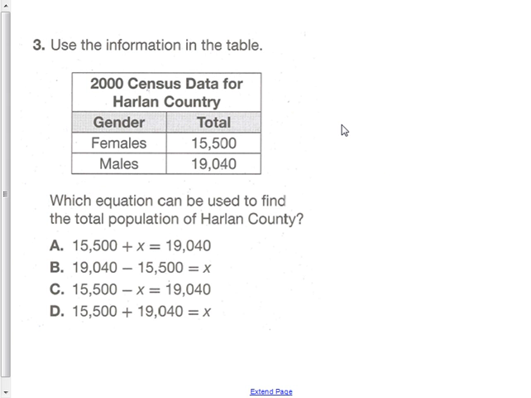So use the information in the table. So take a look at that information. Which equation can be used to find the total population of Harlan County? So this is in the year 2000. This is census data for Harlan County. There are this many females, 15,500. There are 19,040 males. So to find the total population, I would just have to add those together, I would think. Because again, total kind of tells us adding.